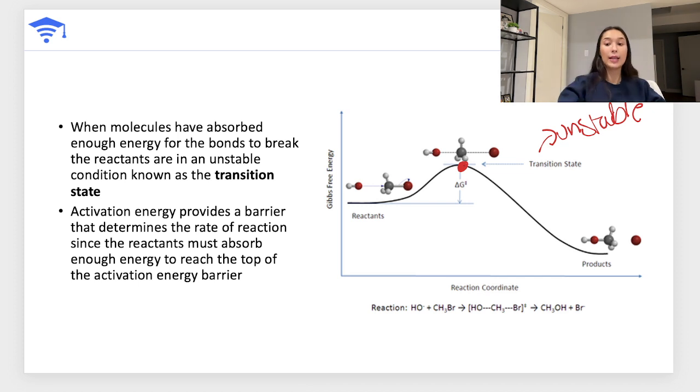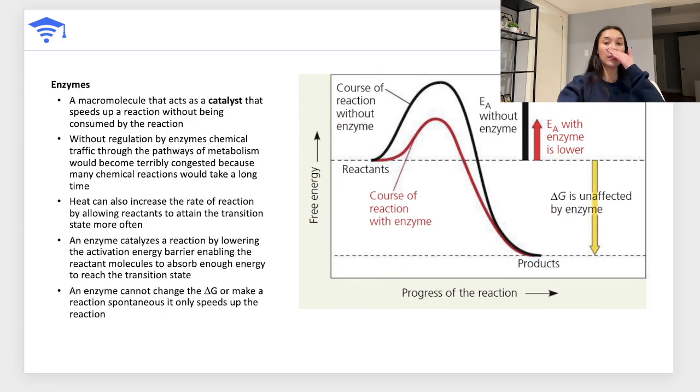And this brings us to enzymes. And if you're going to take away anything from this class, it should be this, because you need to know the mechanism of how enzymes affect reaction rate. Okay? So enzymes are macromolecules that act as catalysts that speed up reactions without being consumed.